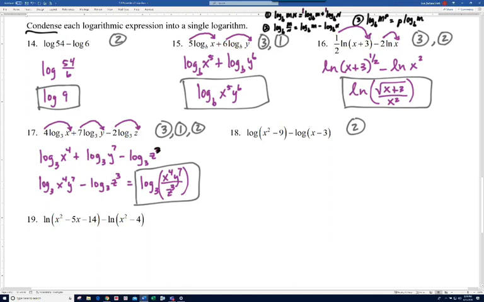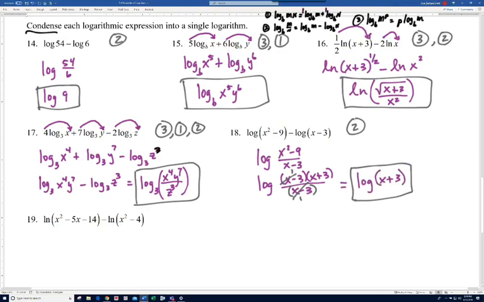All right, so here, the only thing I could do is use property 2. This is the log of x squared minus 9 over x minus 3. We're just using the quotient rule. Now, hopefully you notice the numerator is a difference of squares, and that can be factored as x minus 3 times x plus 3. And of course, our x minus 3's cancel, and you get the log of x plus 3. And again, this is not the log of a product, it's not the log of a quotient, and it's not the log of a power, so there's no log property that we can use, and we're done.